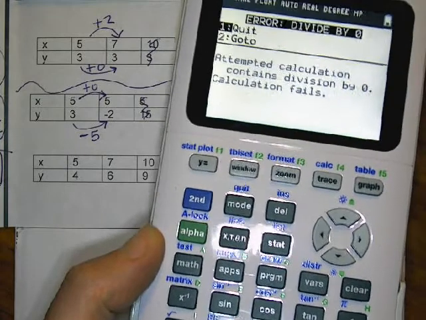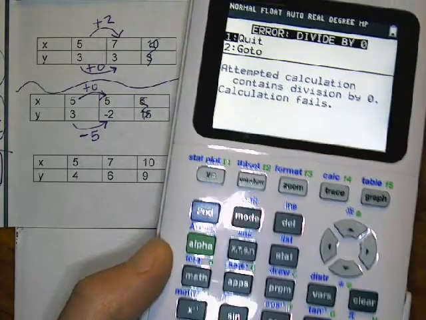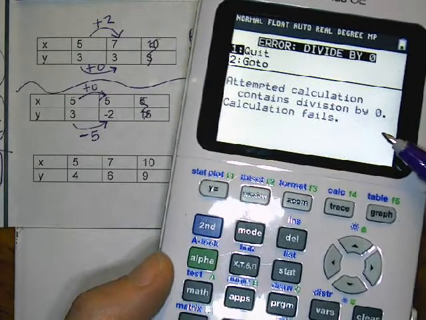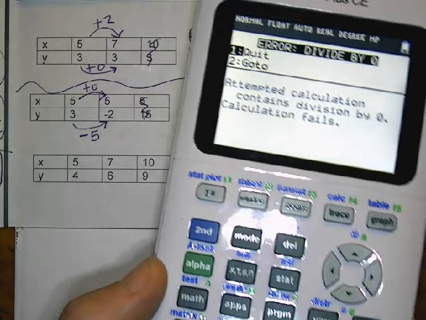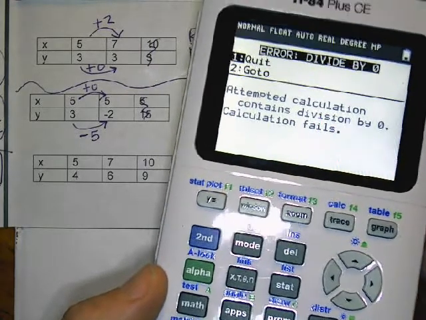Calculator says error dividing by 0. It says attempted calculation contains division by 0. Calculation fails. On my calculator, that's an update that I had for this colored calculator here.